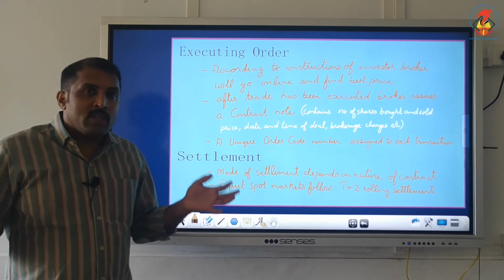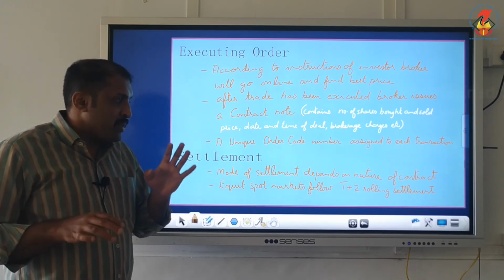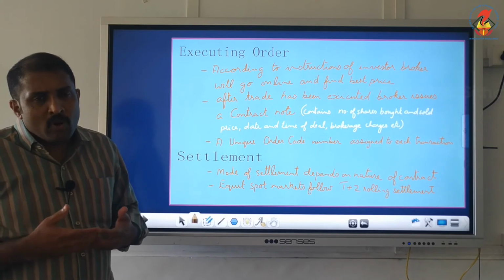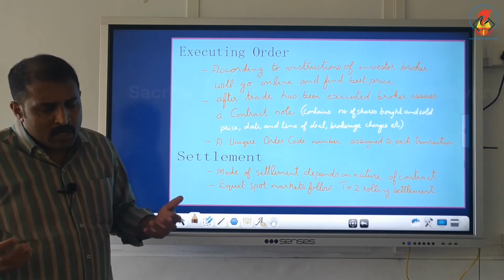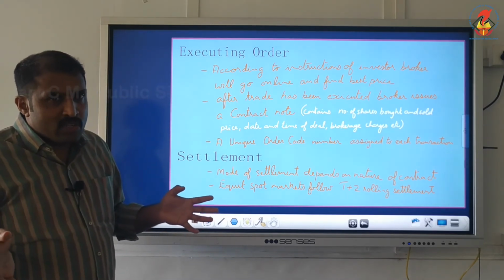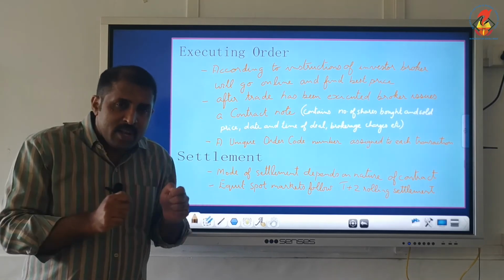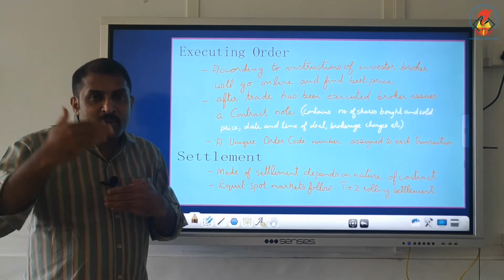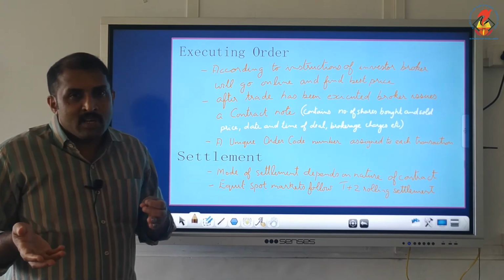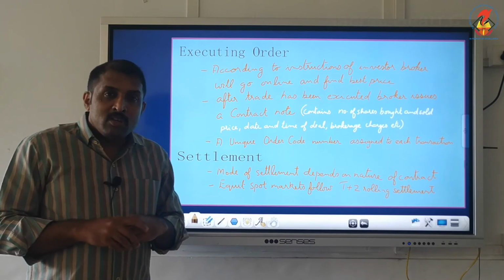Once execution is over, the last step in a transaction on a stock exchange happens, that is settlement. The mode of settlement depends upon the nature of the contract. What is the contract made between the broker and the investor matters. And usually they follow a T+2 rolling settlement. That means a security purchased on Monday will get settled on the transaction day plus 2 days. Transaction day is Monday, plus 2 days, Tuesday, Wednesday, it will get settled, and settlement is made. That is the last step in the trading procedure.